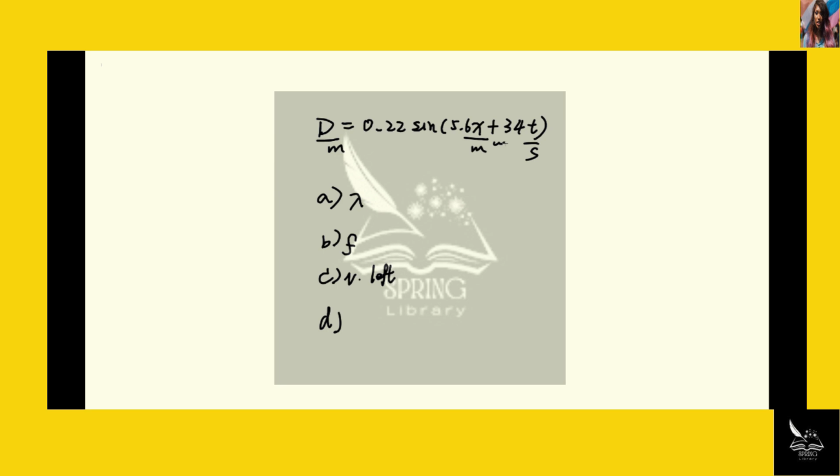Part D says determine the amplitude. That we also know because we can just tell that it's 0.22. And the last one is the maximum and minimum speed of particles of the chord. Okay, so for the rest, we more or less need some sort of calculation. So let's first look at lambda.